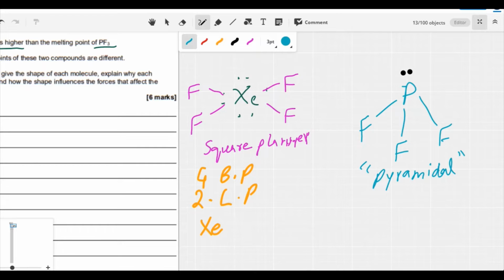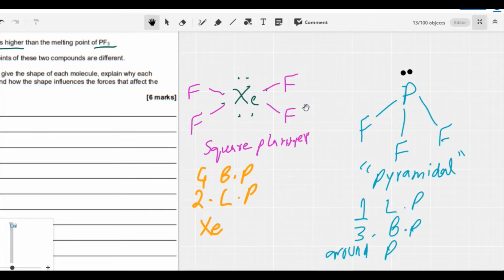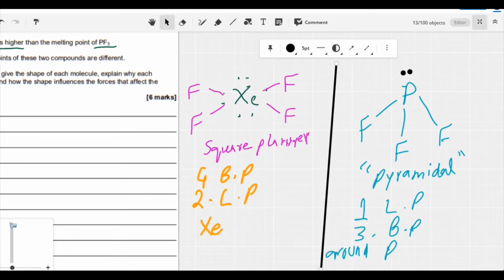The shape is pyramidal. Now, how many lone pairs and bond pairs does PF3 contain? You will see there is only one lone pair and 3 bond pairs, so here I am going to write 1 lone pair and 3 bond pairs around phosphorus. Here you can compare xenon tetrafluoride and PF3.